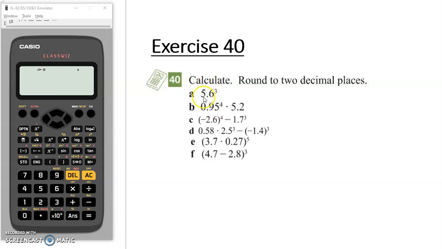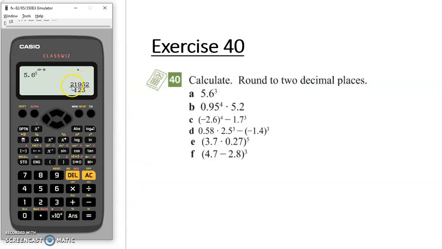Exercise 40a, we need to do 5.6 to the power of 3. In Dutch it is 5,6 to the power of 3, but we need to use this comma, so 5.6 and then to the power of 3. And you'll find here a button for x to the power of 3. If you push this one, you'll find the index on your screen. So 5.6 to the power of 3, there you go, is equal to a fraction.